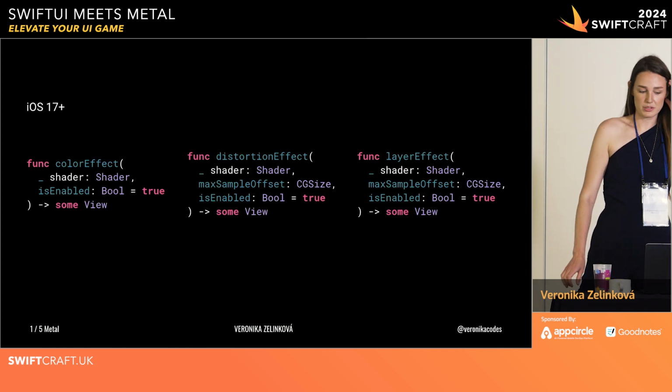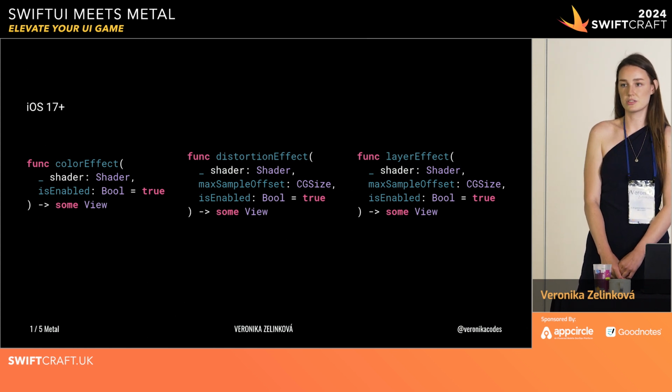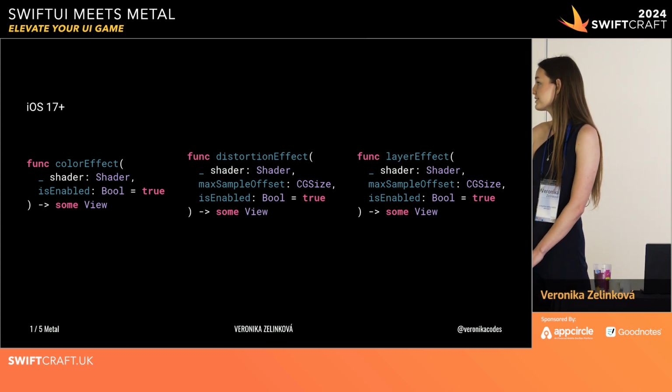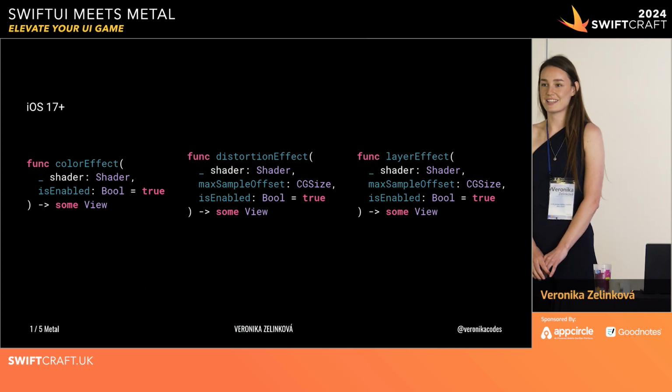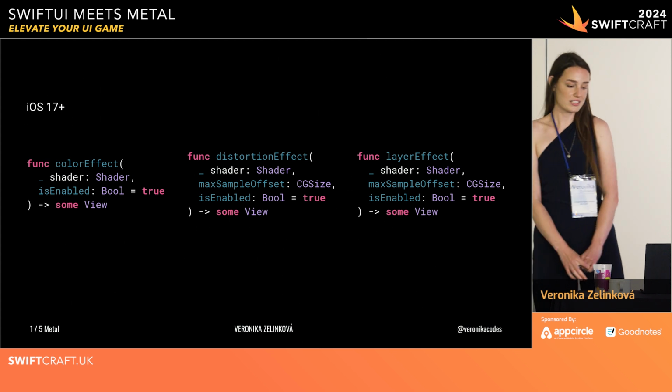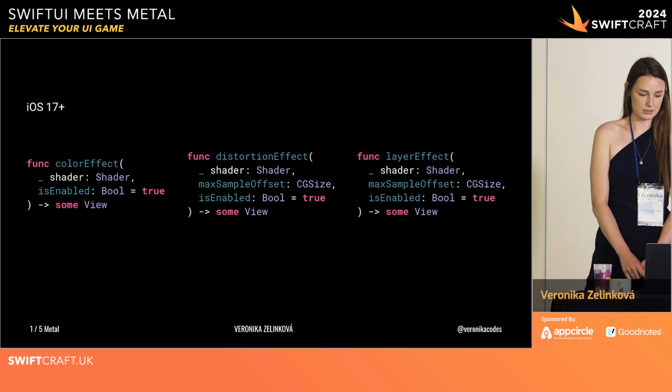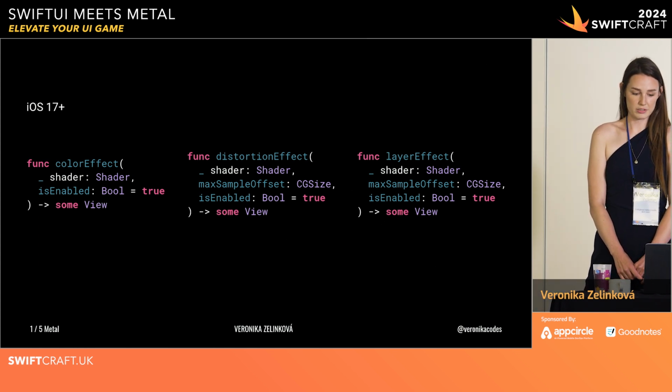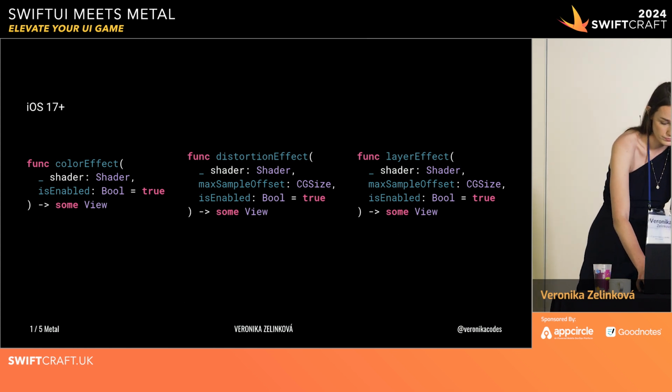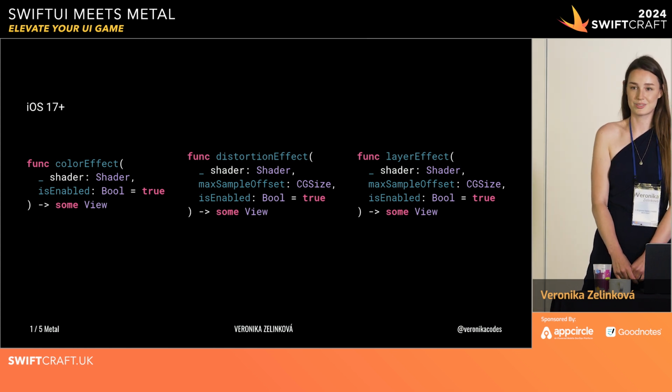It's a lot of work, and a lot of things can go bad during this process. But luckily, from iOS 17, Apple introduced three view modifiers called colorEffect, distortionEffect, and layerEffect, which simplify this rendering quite a lot. And this is what we will talk about today.